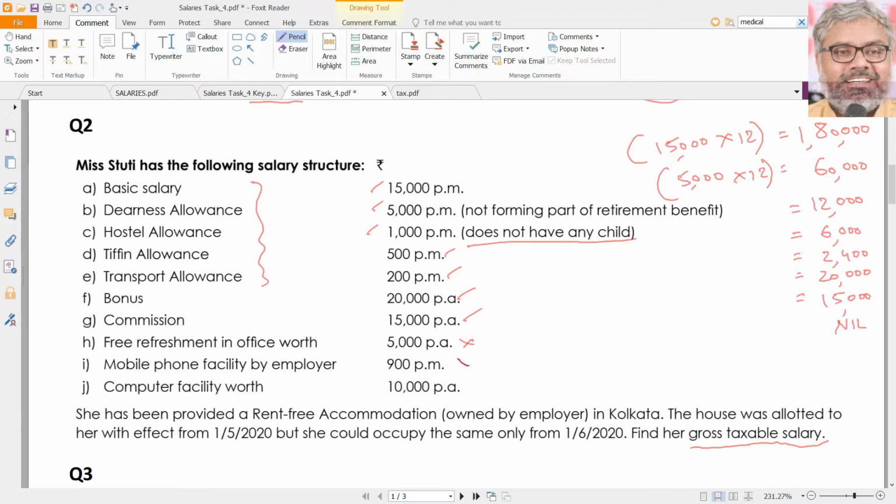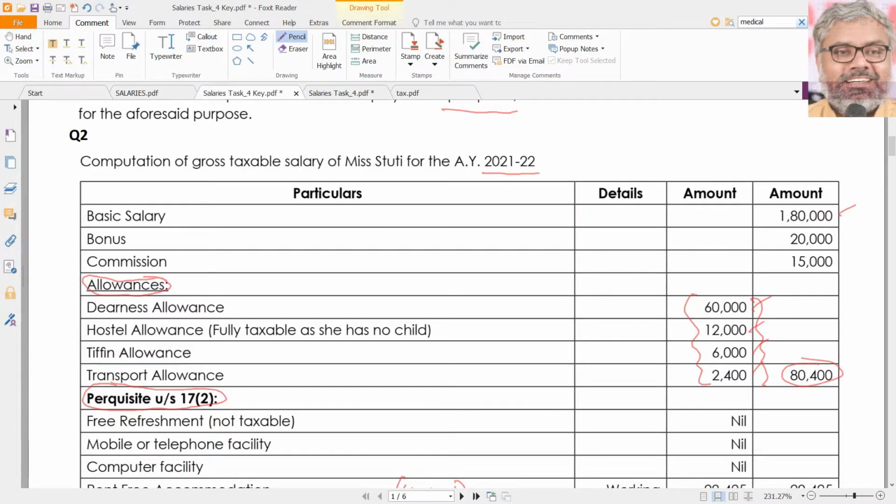Same way, mobile facility given by employer also not taxable. Computer facility given by employer also not taxable. You don't need to write 3 notes and waste time. You can just write them here, nil, nil, nil. But you can write only one note describing all of them. Free refreshments in office, mobile phone provided by the employer, computer facility are not taxable perquisites. So all of them, there will be no taxability, nil, nil, nil.